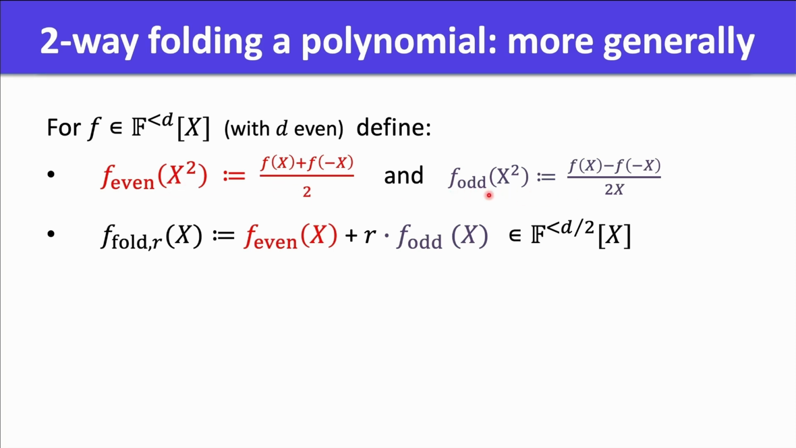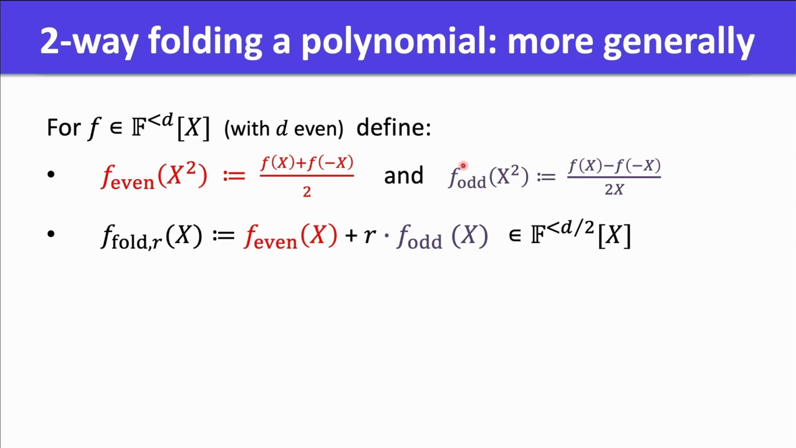Similarly, if we want to fish out all the odd degree monomials from f, we can look at f of x minus f of minus x. This will cancel out all the even degree monomials and leave in the odd degree monomials. And if we divide that by 2x, we'll end up with the odd polynomial.